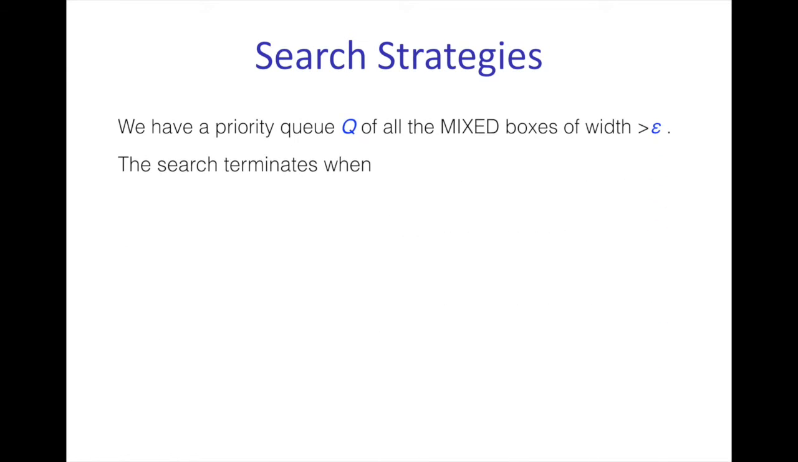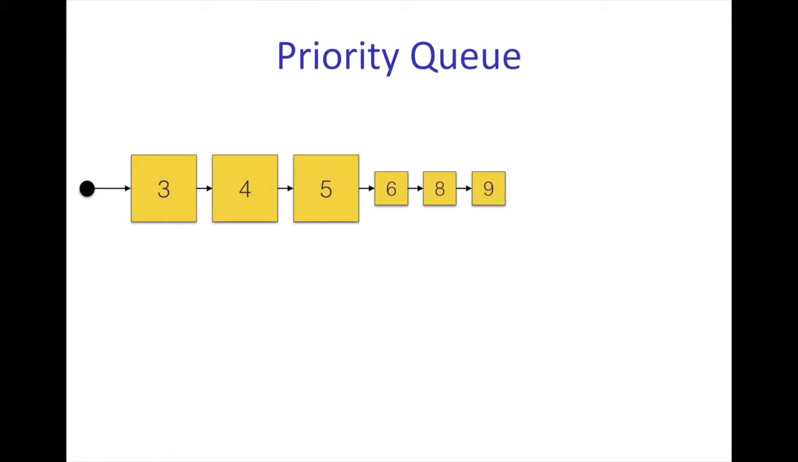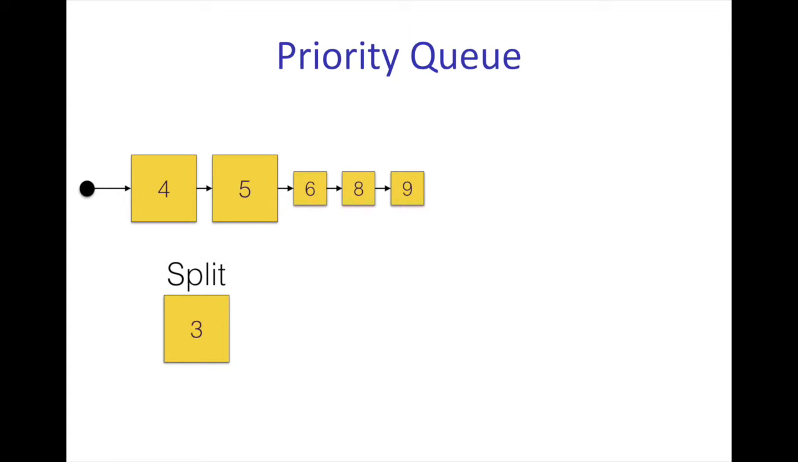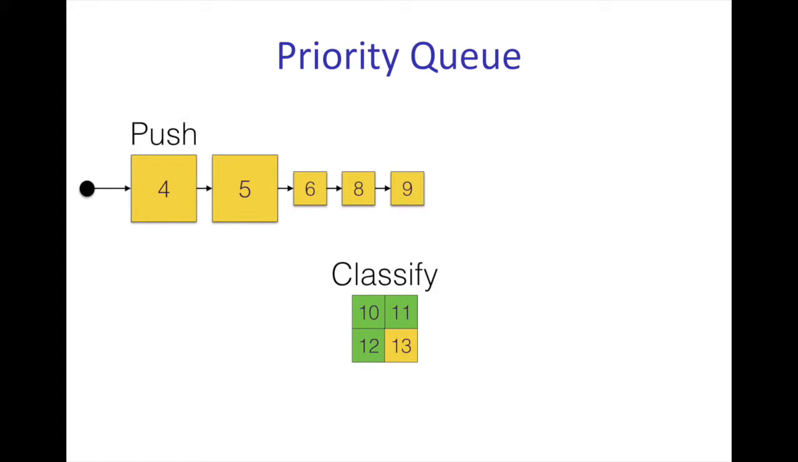The algorithm is controlled by a priority queue, which contains boxes that are mixed and greater than epsilon in width. The algorithm terminates when a path is found, or if the queue becomes empty. Here is a demonstration of the priority queue. A box of highest priority is taken from the queue. The priority of a box depends on the search strategy. The box is split into 4 children, and the children are then classified. Any children classified as mixed are then reinserted into the queue.